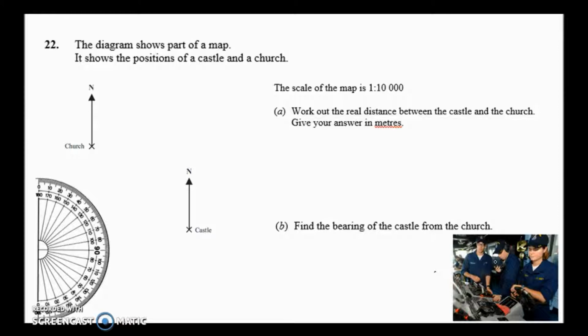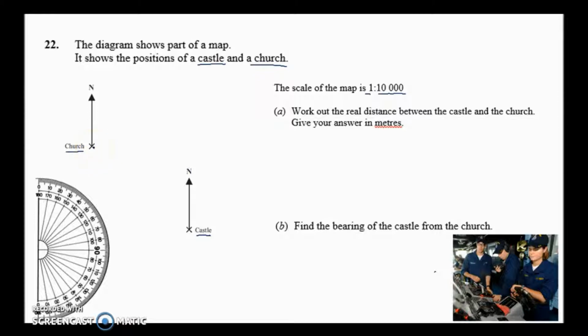The diagram shows a part of a map. Okay, it's not a very detailed map, is it? So luckily we are experts in navigation. It shows the position of a castle and a church. So we've got the church here, castle down there. It says the scale of the map is 1 to 10,000. So this is 10,000 times smaller than the real thing. So the distance between the church and the castle is 10,000 times smaller here than it would be if you were walking it in real life.